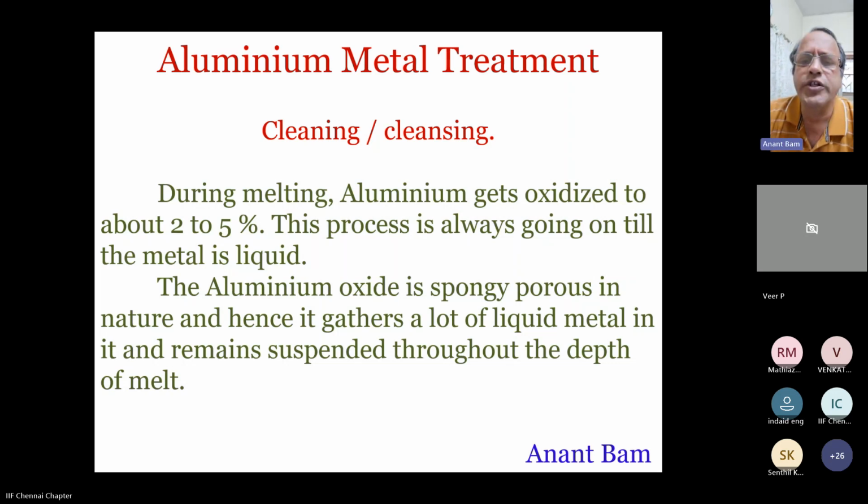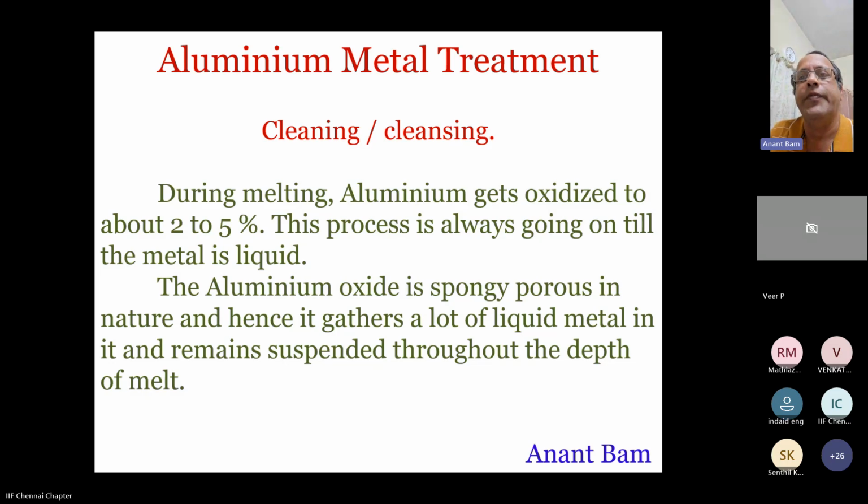Aluminum oxide, being spongy and porous in nature, absorbs liquid aluminum in it. And now this composite, which is a network of aluminum oxide having liquid aluminum within it, has a density quite comparable to liquid aluminum itself. And that's the reason why aluminum oxide is found right from the bottom of the crucible up to the top of the crucible. So, unlike any other metal, separating aluminum oxide from the liquid is extremely difficult. It remains suspended throughout the depth of the metal.